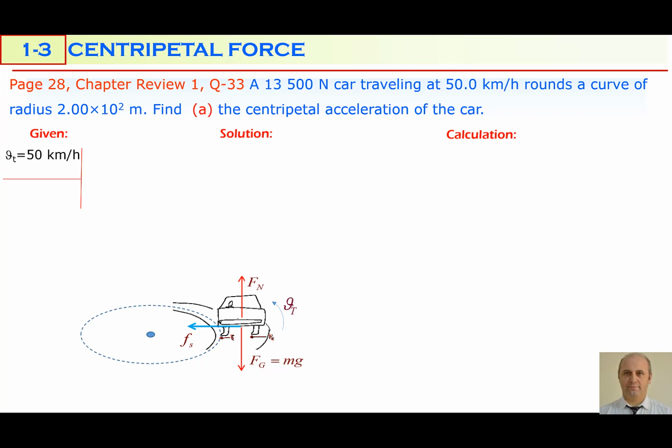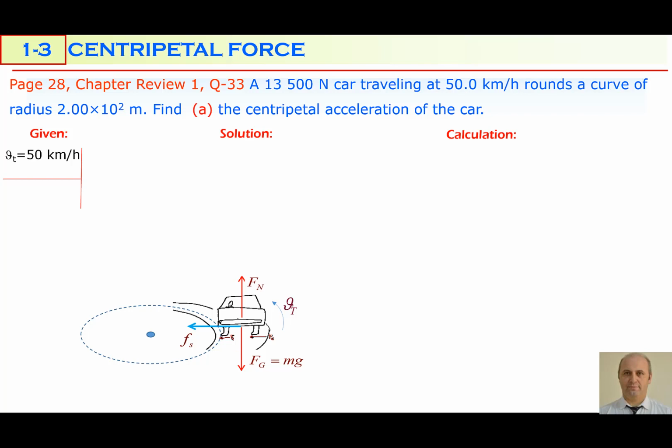The first question is question number 33 in the chapter 2 questions, page 28 in the textbook. The question is this: a 13,500 Newton car traveling at 50 km per hour around a curve of radius 2 times 10 to the power of 2 meters. Find the centripetal acceleration of the car. Part A is asking about finding centripetal acceleration.